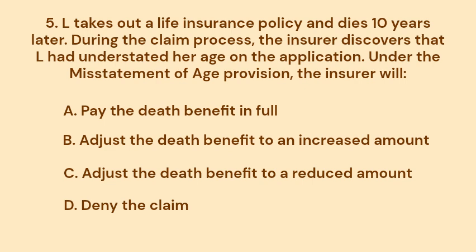5. L takes out a life insurance policy and dies 10 years later. During the claim process, the insurer discovers that L had understated her age on the application. Under the misstatement of age provision, the insurer will A. Pay the death benefit in full. B. Adjust the death benefit to an increased amount. C. Adjust the death benefit to a reduced amount. D. Deny the claim.